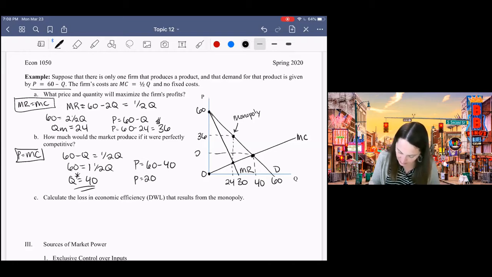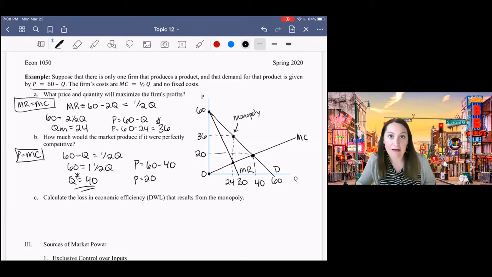You can see the price in competition is much lower than in the monopoly situation, and the quantity supplied is going to be much higher in competition than it is in monopoly. Another way of saying that is that the monopoly will restrict its quantity in order to raise its prices so that it can make a lot of profit. It's good for the firm, but it's not good for consumers, and it's not good for society. So we can see that by calculating the loss in economic efficiency, or what we call deadweight loss, that results from the monopoly in this market.